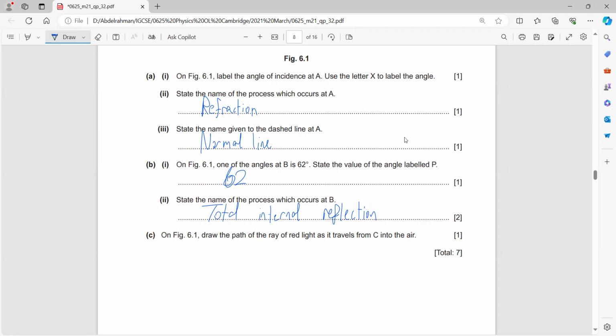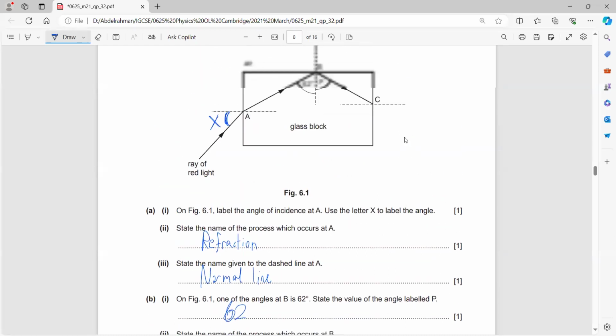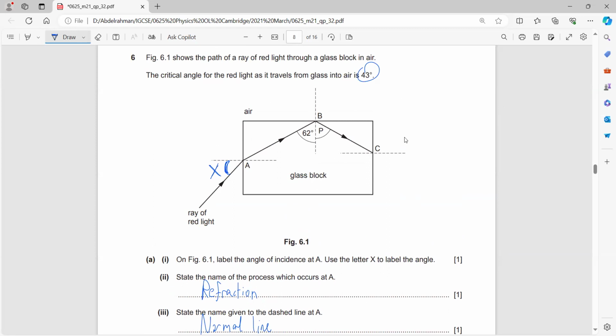Mister, can't we just say reflection? No, if you say reflection only, that's wrong. You have to say total internal reflection. Because the angle of incidence at B is 62, and it's greater than the critical angle. He told you the critical angle is 43. 62 is greater than 43, definitely. Total internal reflection will occur.